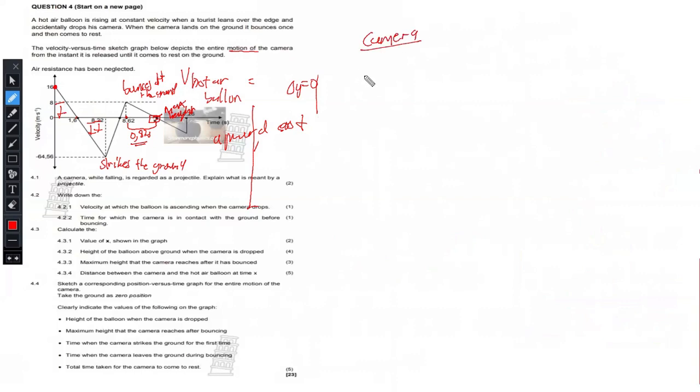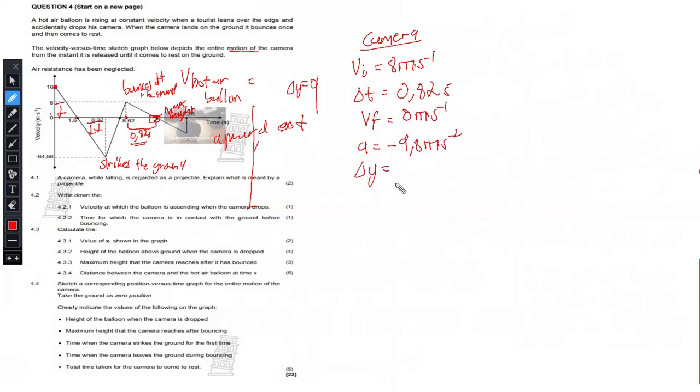So again, we can use the information of the camera at that point to say that the V initial of the camera when it bounces off the ground is 8 meters per second. But then what is the time it takes to reach the maximum height after its first bounce? It's what? 0.82 seconds. And then the final velocity when it reaches the maximum height, we know that at the maximum height, the velocity is what? 0. So 0 meters per second. They took up as positive, so our acceleration is negative 9.8 meters per second square. Then we are looking for our delta y. Now, any formula with delta y would work here. So we're just going to go again with the simplest one, delta y.